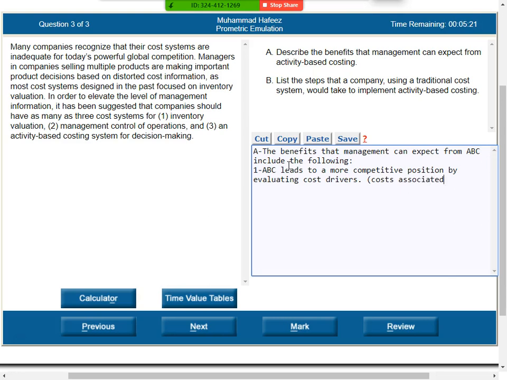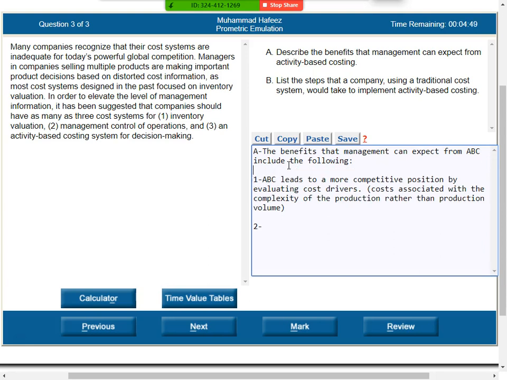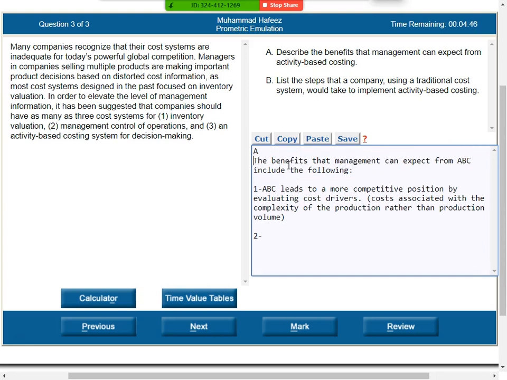Cost associated with the complexity of the production, rather than production volume. See, means those items that are produced less in number, they should cost more under ABC. But those items that are produced on massive scale, they will have comparatively less cost. Second point, you can give an enter also if you want to, so as to differentiate your options clearly. This is your option A, the part A.